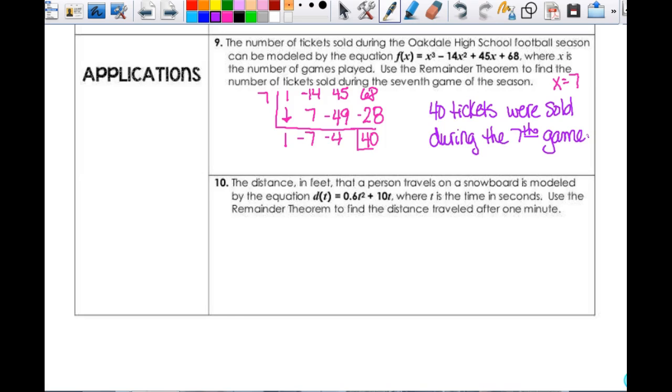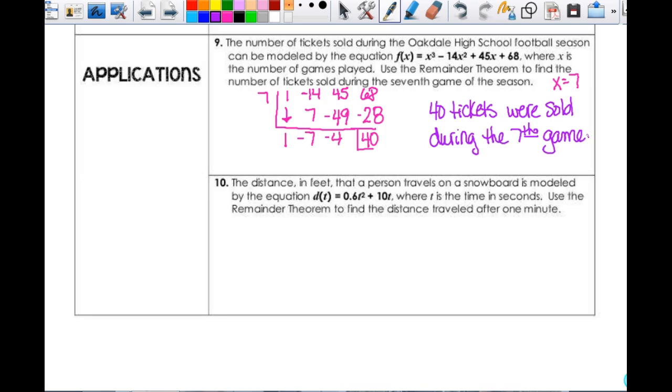But then if you actually read what we just wrote, 40 tickets were sold during the 7th game. So it's actually during the game. That doesn't include season ticket holders or any pregame sales. It's all the people that were late. So does that make it a little bit more of a legit answer? Make sure you're reading about what it actually says and what it means, okay?